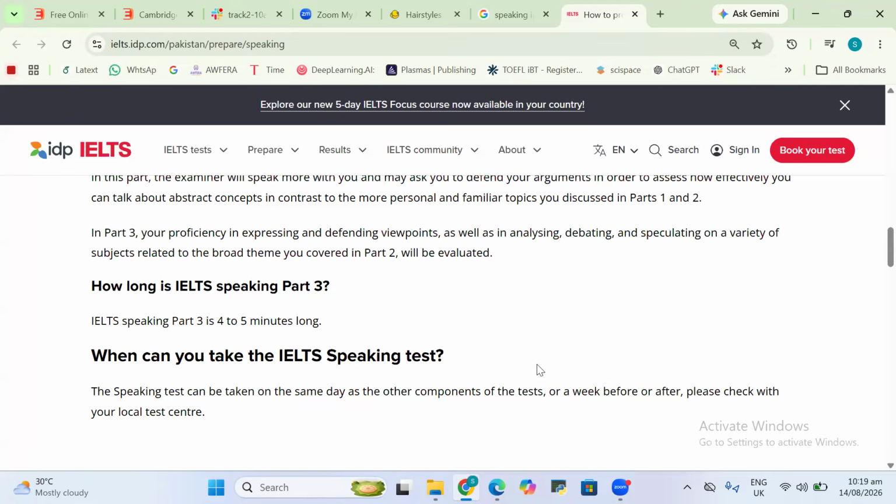Okay, when you use two or three points, you need to extend those points rather than adding information without coherence and cohesion. Basically, coherence and cohesion is important. The way you connect your ideas also counts in your band score.